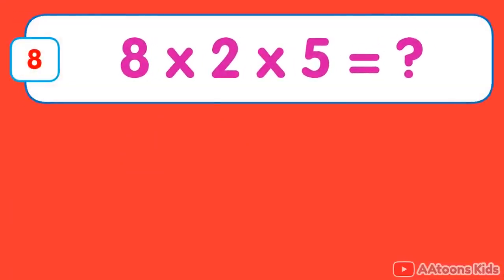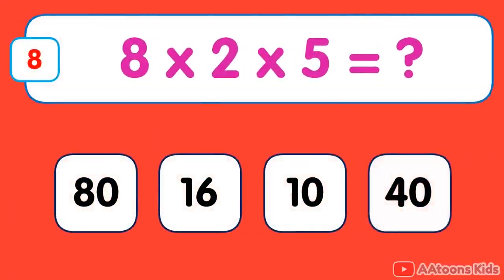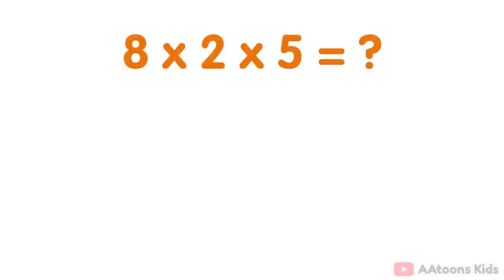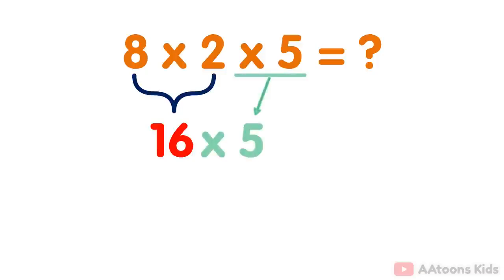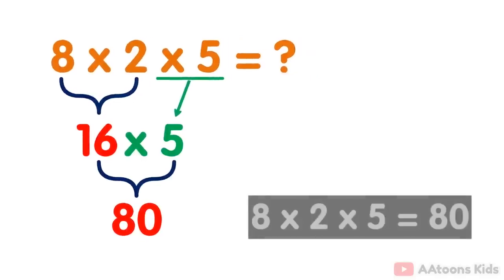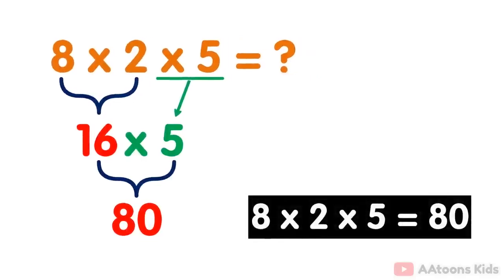8 multiplied by 2 multiplied by 5. 80. Simply multiply the numbers 8 and 2, which equals 16. Then you multiply the result 16 by 5. You will get 80. Therefore, the answer to 8 multiplied by 2 multiplied by 5 is 80.